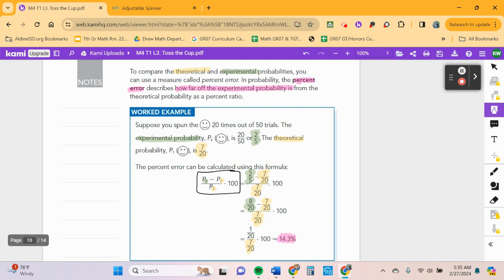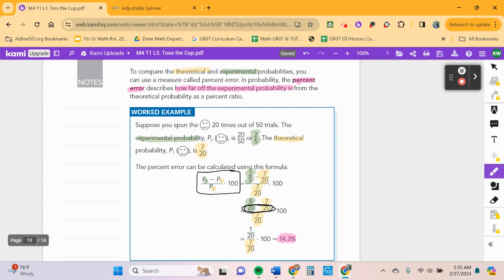Hint, hint, it's kind of in the name, percent error. If you thought it's so that we can turn our number into a percentage, you're absolutely correct. Notice when they plugged in their numbers, they plugged in 2/5, which is their experimental probability, minus 7/20, divided by 7/20, times 100. Then that 2/5 turns to 8/20. Why is that? Because in order to subtract fractions, I need to have the same denominator. So they changed that 2/5 to 8/20.